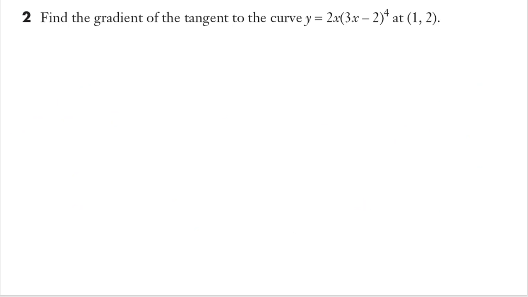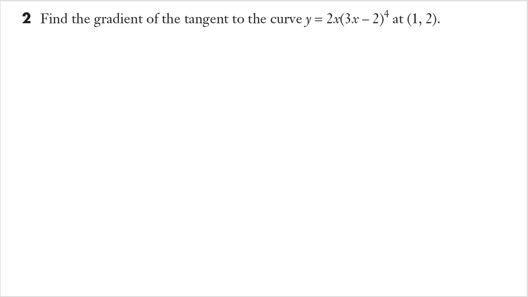On to question 2. Question 2 asks us to find the gradient of the tangent to a curve, this at the point 1, 2. Now the gradient of the tangent, remember, so the gradient using m with a subscript t, that's gradient of the tangent for any function. All we need to do is find the first derivative and substitute the x value of the point that we're given, in this case x equals 1.